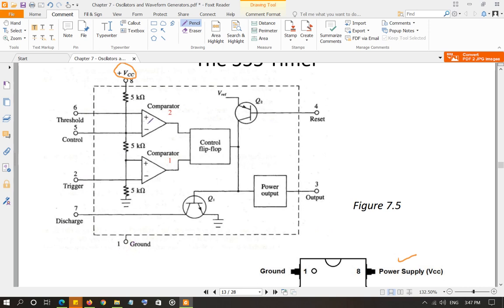Pin number 2: you have two comparators, comparator 2 or upper comparator. In your book they call it the upper comparator and the lower comparator. Pin number 2 is connected to the inverting terminal of the lower comparator, and pin number 3 is the output pin. Pin number 4 is the reset pin.